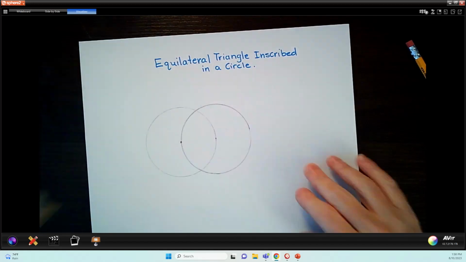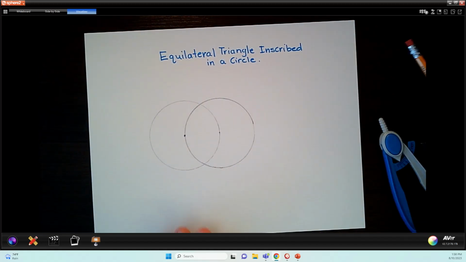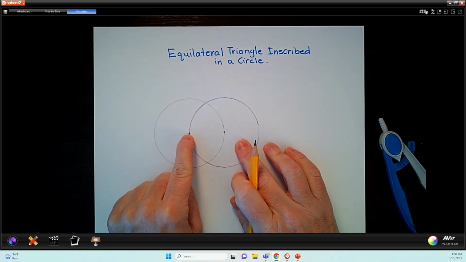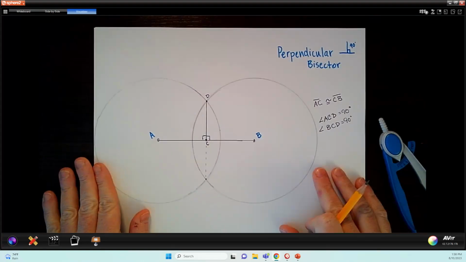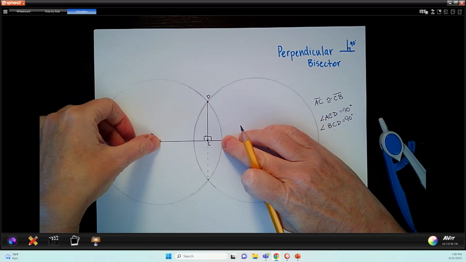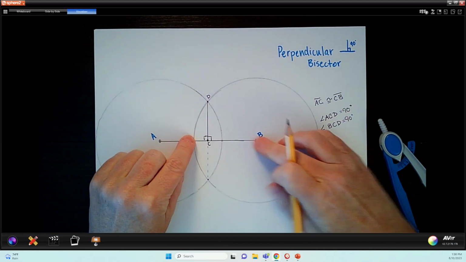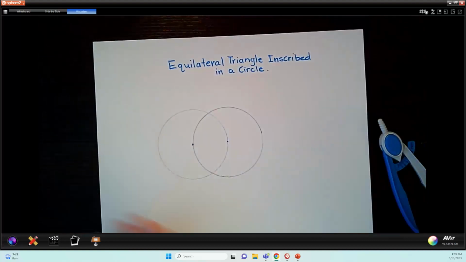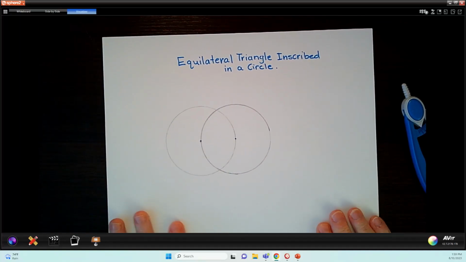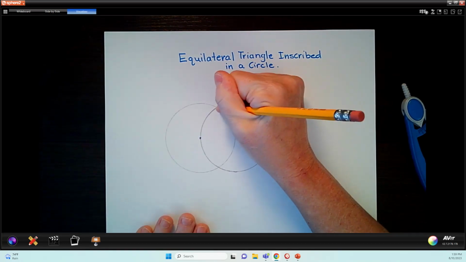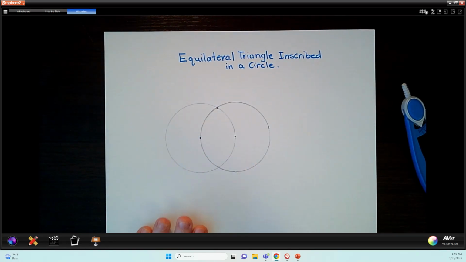It's like art. Okay, so I've constructed two congruent circles. Here's the center of circle B. Here's the center of circle A. Now, just like we did in our perpendicular bisector, we know that the radius of circle A is congruent to the radius of circle B, and that's how we constructed our perpendicular bisector. So we're doing sort of the same thing here, but now we're going to use the point of intersection where they intersect right here to help us construct a triangle.